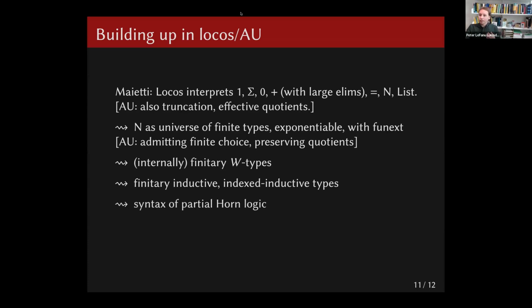And that is enough to implement the syntax of partial Horn logic, which in turn, if you're in an arithmetic universe, you can get the syntax and the derivations happily enough of partial Horn logic inside a locos. And now, if you're in an arithmetic universe, you've got quotients as well. You can quotient that, and everything finitary commutes with quotients appropriately. And so now you've got your free models of essentially algebraic theories.